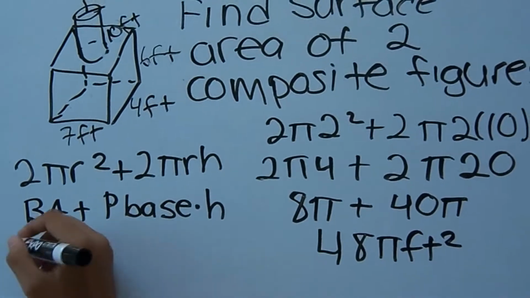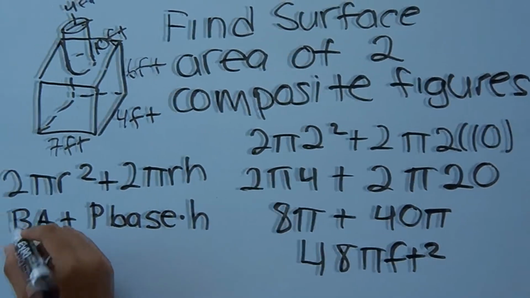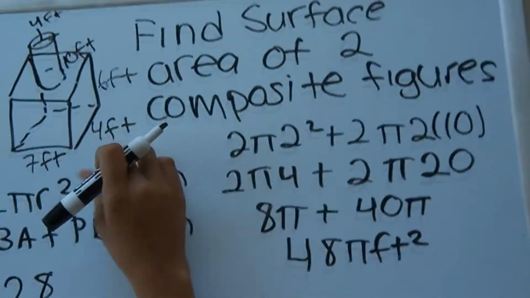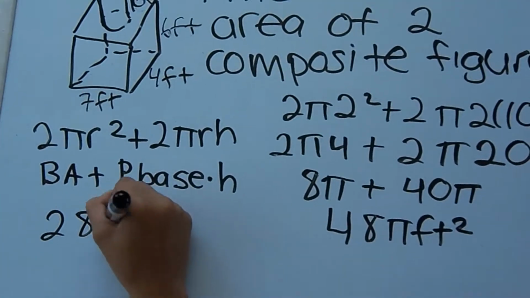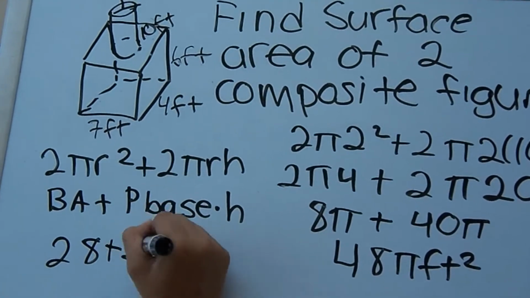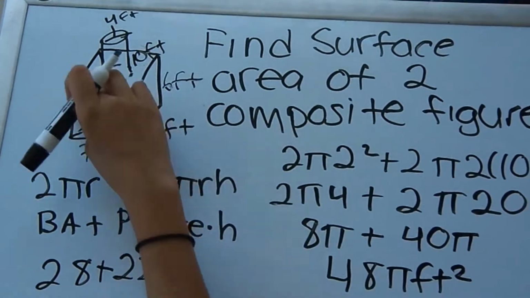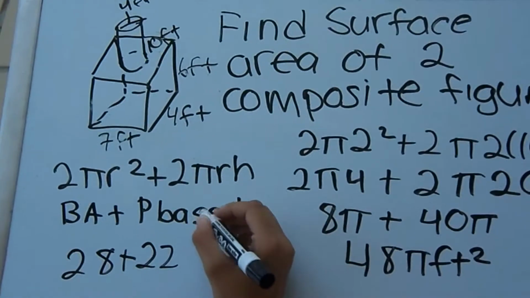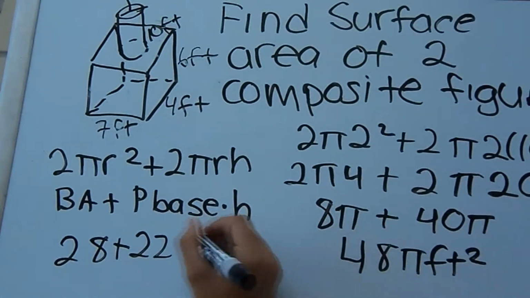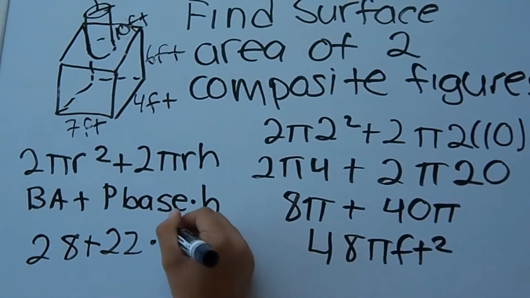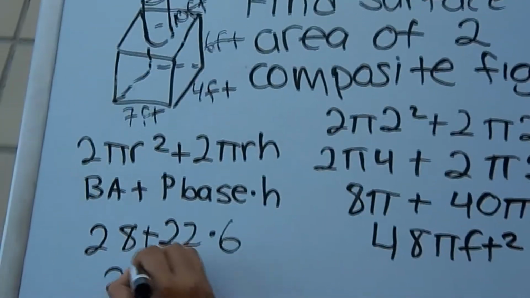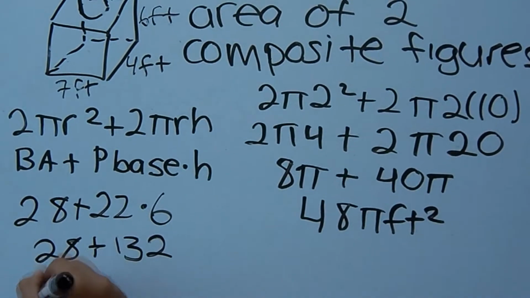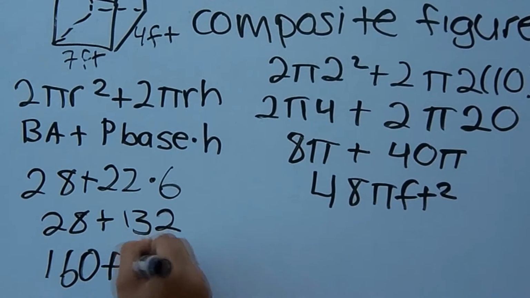From here we will do the base area plus perimeter of the base times height. So we just plug it in. We put 28, because you would multiply these two together, plus 22, because you would find the perimeter of this. Then from there you would multiply times height, which is 6, and you would get 28 plus 132. And you just add those together, which is 160 feet squared.